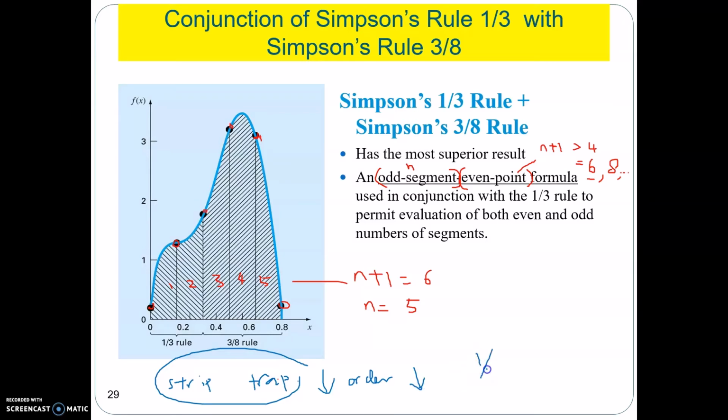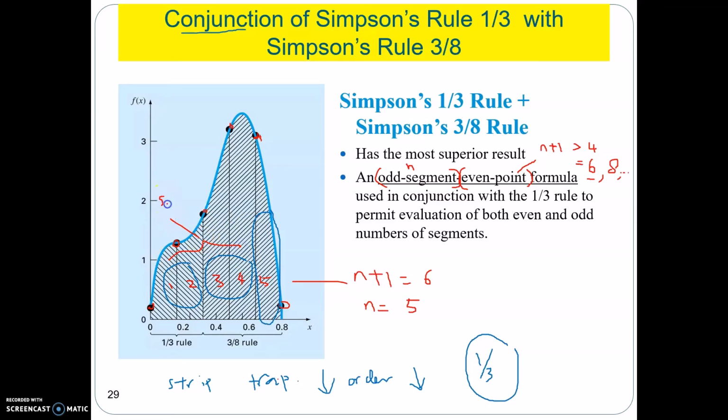Let's try the Simpson's 1/3 rule. You need 2 segments for a single application, 2 segments here for multiple application, and then you have 1 remaining segment here that cannot be solved. So we cannot solve it by using the Simpson's 1/3 rule alone. In this case, we need to combine multiple integration methods in order to solve it, and it is called conjunction. So you can solve these 4 segments here by using the Simpson's 1/3 rule, and then solve the last segment by using the trapezoidal rule. So in this case, you have the conjunction between the 1/3 rule plus the trapezoidal rule.